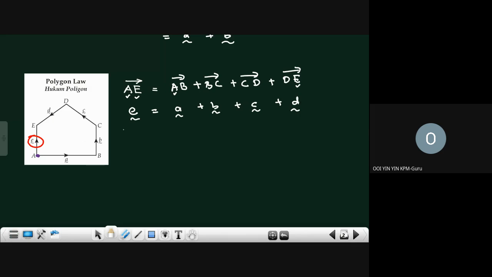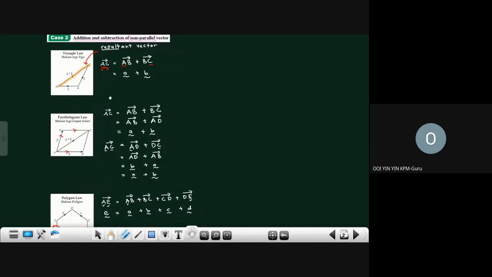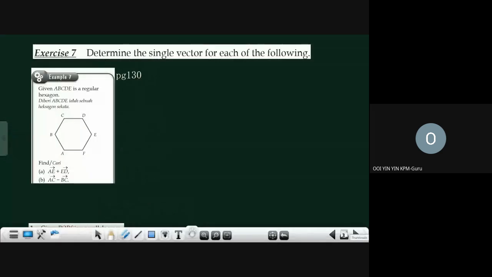Okay, so this is the laws of vector addition and subtraction of vector, the addition and subtraction law, you have to follow. When you encounter lines which are not parallel, you must use this law. It depends on the shape. If you get a triangle, you use the triangle law. If it's a parallelogram, you use the parallelogram law. If it's a polygon, you use the polygon law. So we look at what shape it gives, and then we use that law.